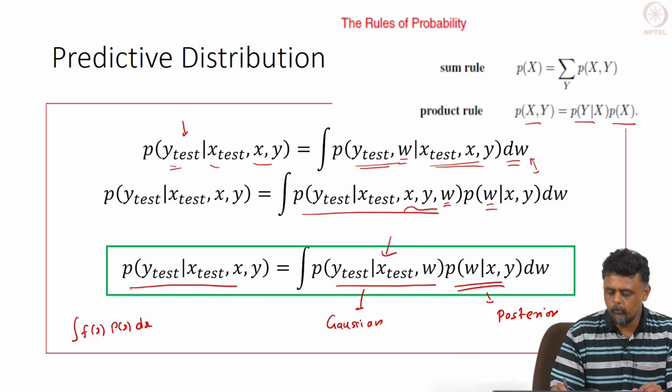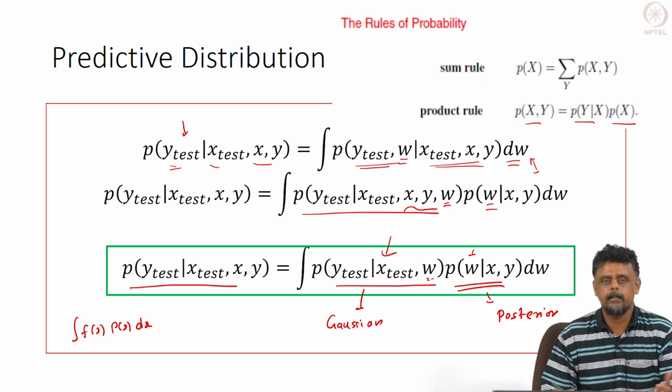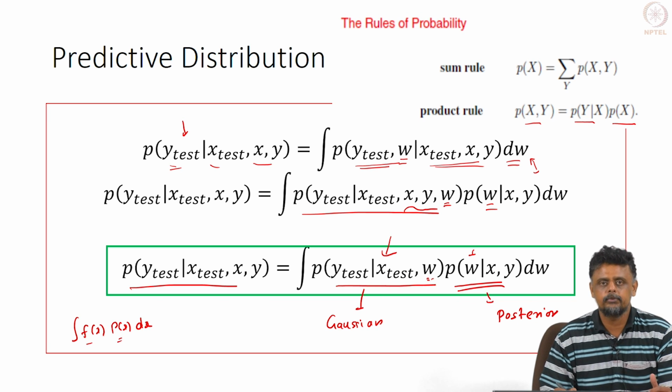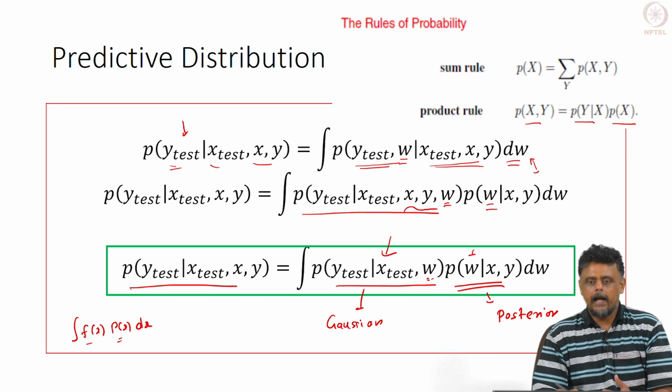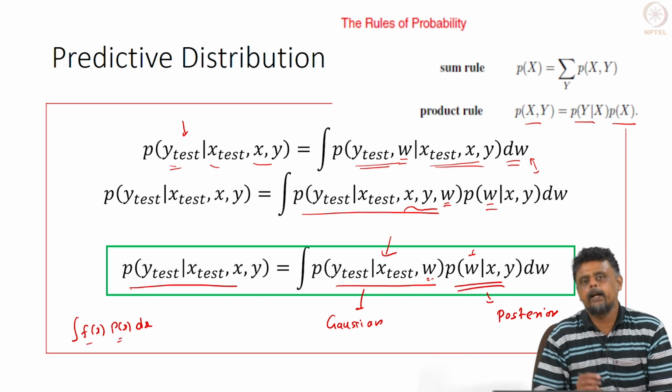What is the probability of y test given this input x test and our model W, that we are calculating an average based on the probability distribution of W conditioned on your training data. So, that is exactly what we are looking at. So, your f of x here is the P of y test given x test and W, and your P of x is nothing but the posterior distribution. So, you can think of it as a way of calculating an average over all possible realizations of W given your training data. Okay. So, what can we do with it?